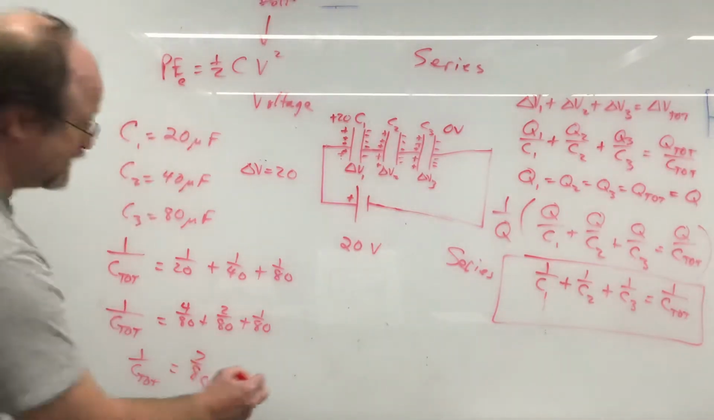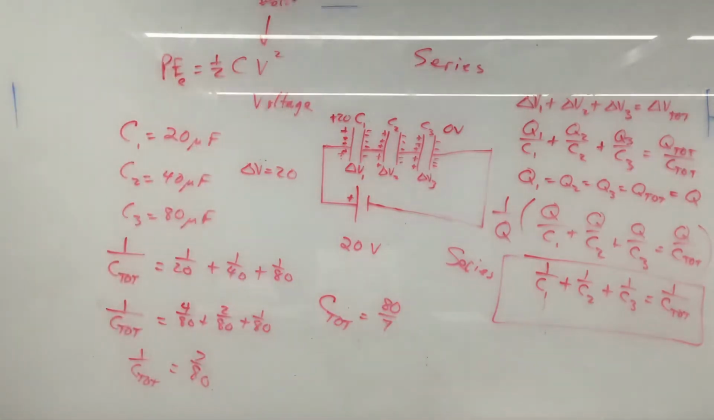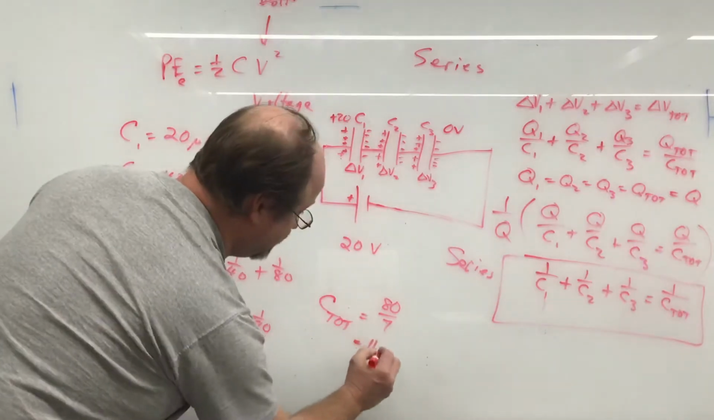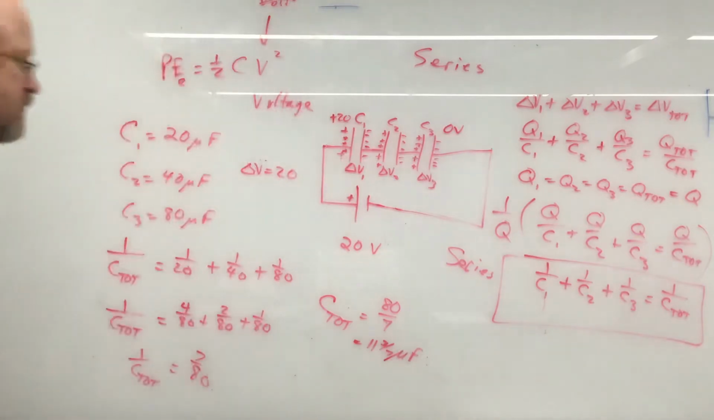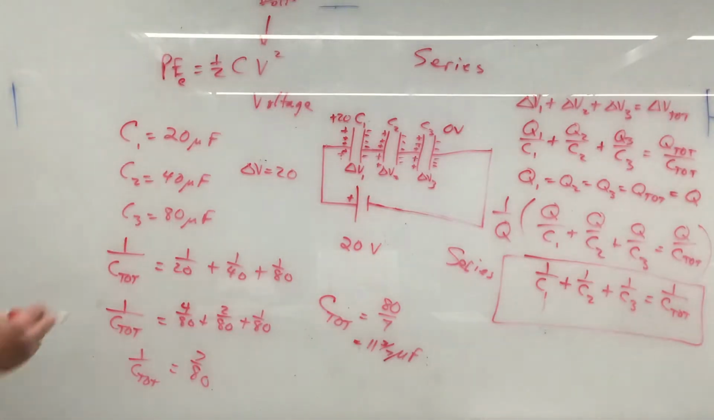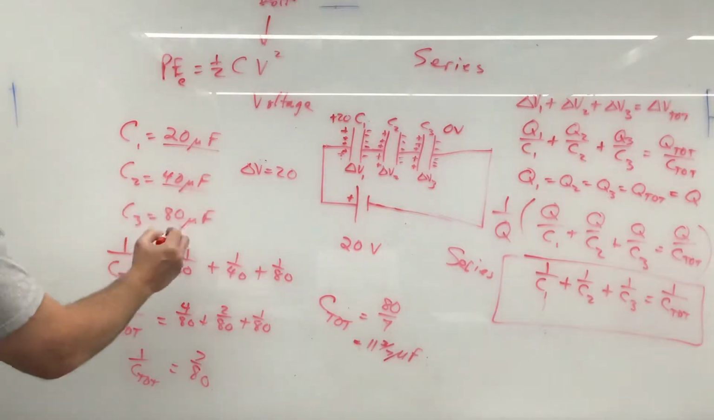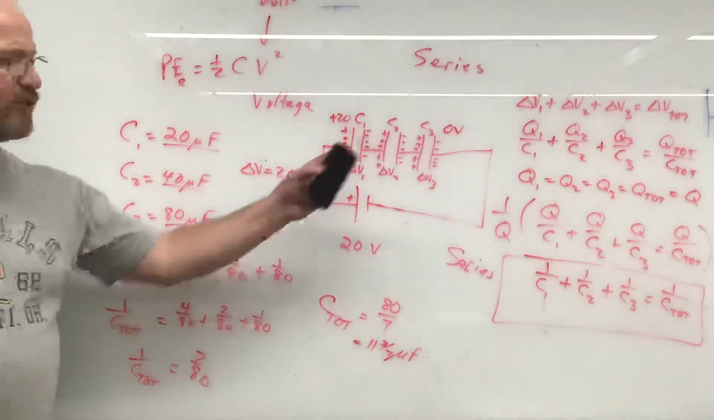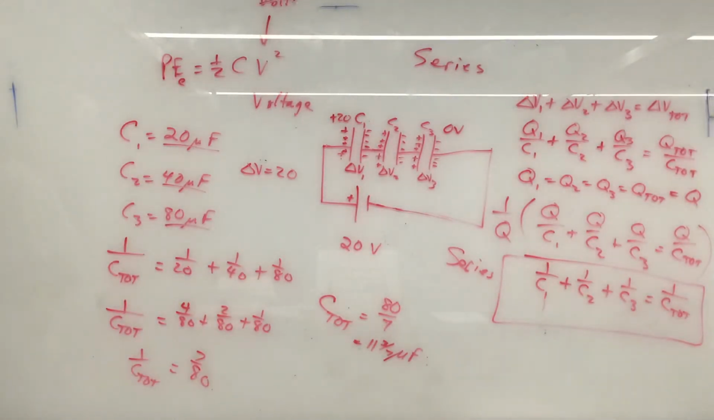Which means that the total capacitance is 80 over 7, which is 11 3/7 microfarads. Now, interesting to look at this and say, okay, before we just added them up, but now look, I got 20 microfarads, 40 microfarads, 80 microfarads. The total capacitance, putting those all together, is less than any one of them individually. That's kind of weird, but the reason to do this is because it decreases the voltage that any particular one of them will have to see.